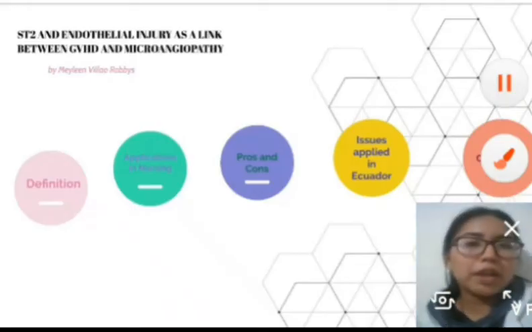Initially, we had retrospective registry-based data, but now we have all the necessary randomized phase 3 trials. In other words, ATG is proving to be a very powerful tool for GVHD prophylaxis, and in my opinion, based on the available research evidence, it should be incorporated in the conditioning regimen for transplant patients, whether you're talking about matched related donors or matched unrelated donors. We will also discuss issues applying in Ecuador.